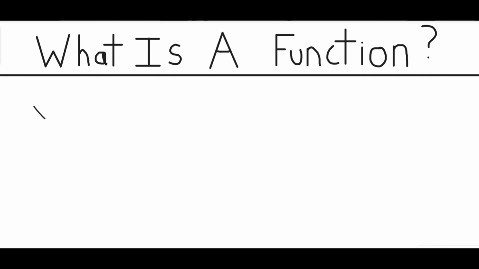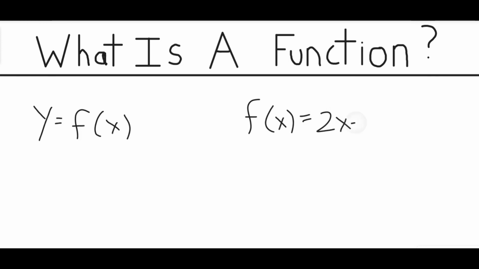Now, y is equal to f of x. And f of x can be anything if I can put in an x value and get out one f of x value or one y value, one output value. Say it could be 2x minus 5. That would be a function. I could put in an x and get out a y.